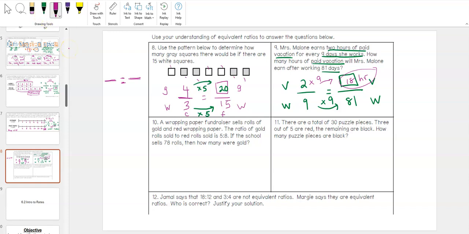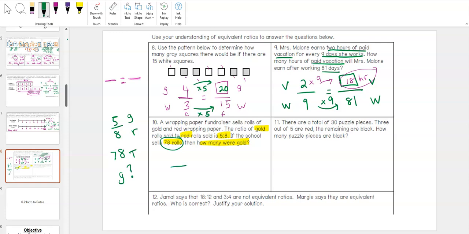Now this is where it gets a bit tricky. In this next one, we're comparing gold and red wrapping paper. We have a fundraiser. The ratio of gold sold to red is 5 to 8. If the school sells 78 rolls, how many were gold? So I'm going to take some notes off to the side. I've got 5 to 8 gold to red. The school sells 78 rolls. Is that one color or is that total? That's going to be total. And in the end, I want to know how many gold.